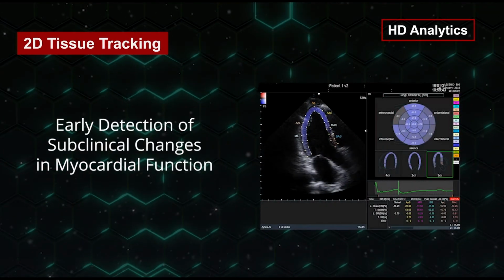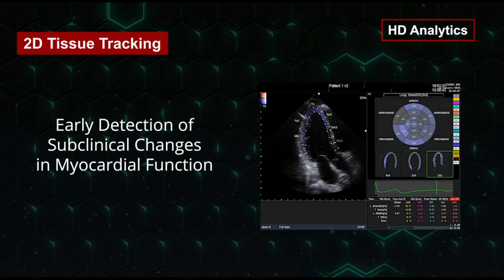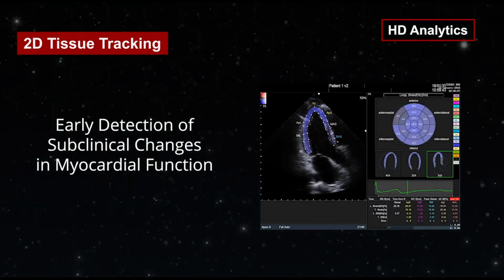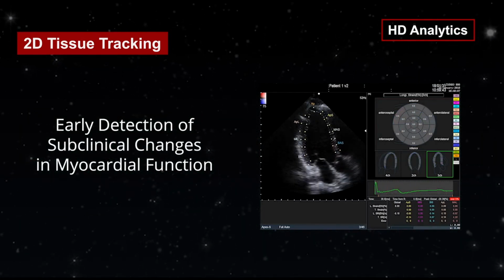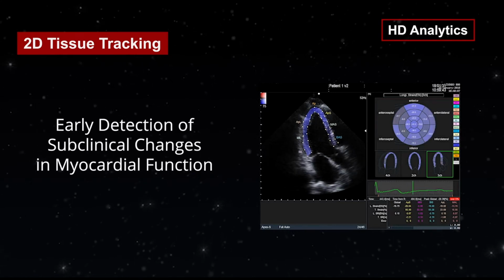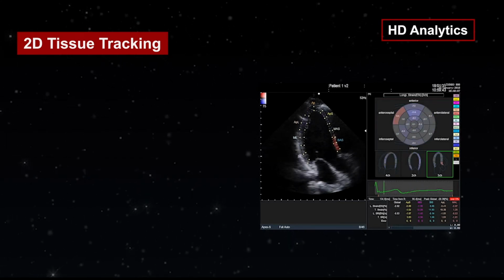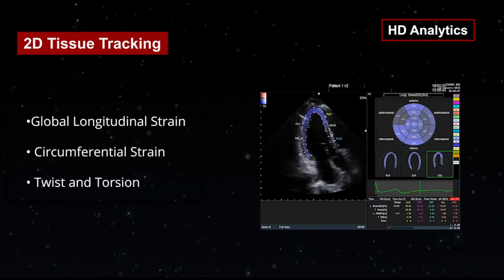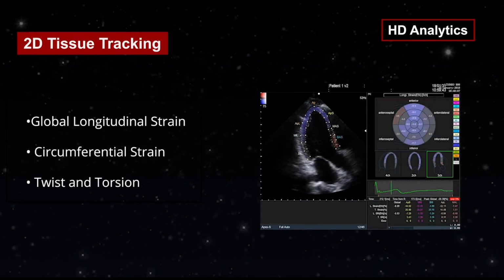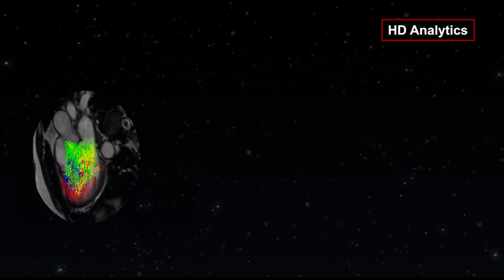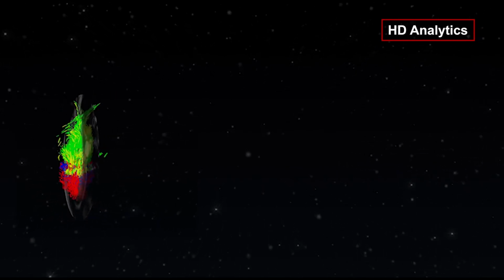Detection of subclinical changes in myocardial function is also important in the management of heart failure patients. 2D tissue tracking offers extensive parameters of myocardial strain, including global longitudinal strain, circumferential and radial strain, as well as twist and torsion. Now, introducing the most exciting novel technology in the echo world.